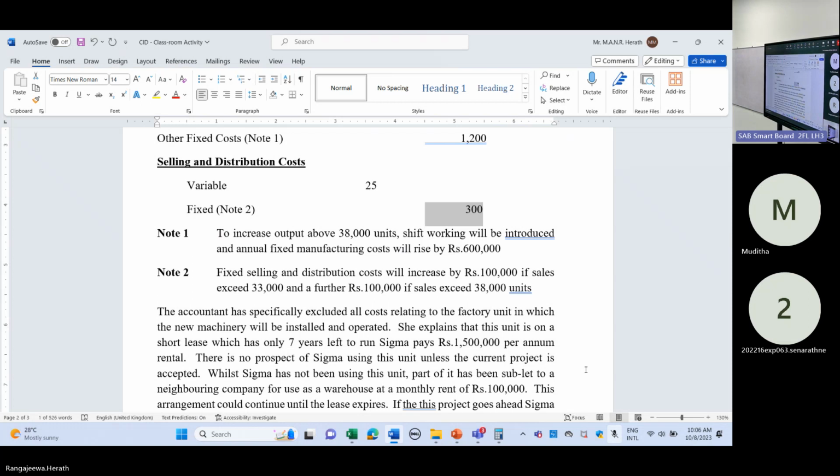Sigma has been using this unit. Part of it has been sublet to a neighbor company for use as a warehouse at a monthly rent of 100,000. This arrangement could continue until the lease expires.